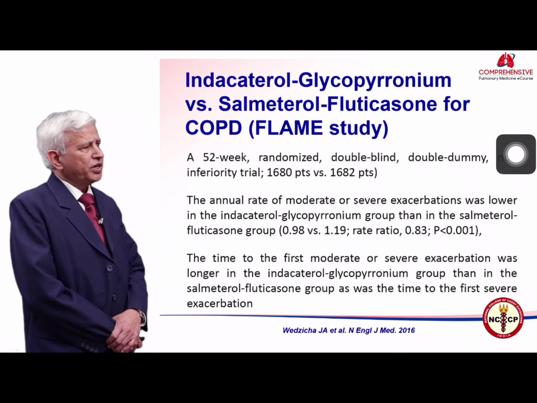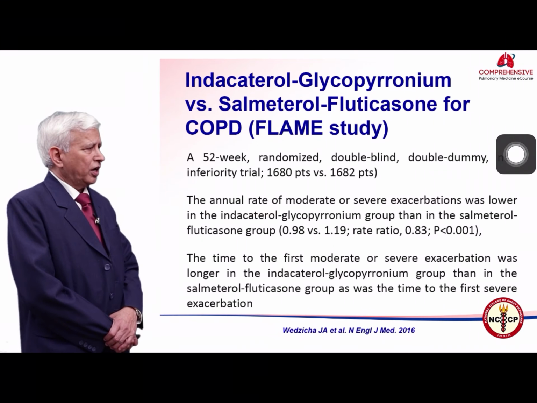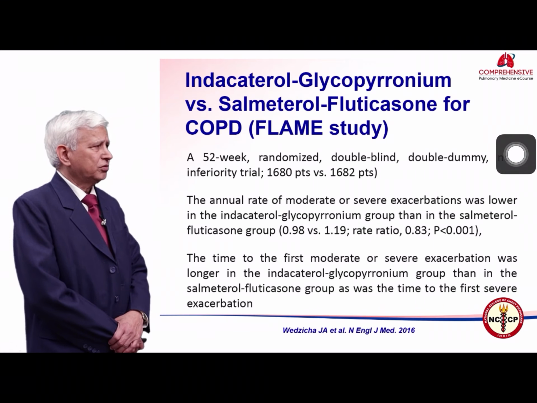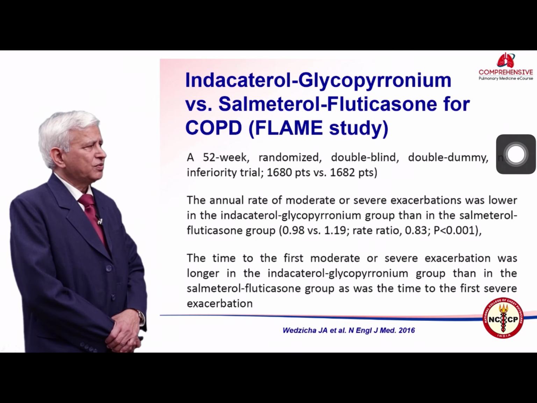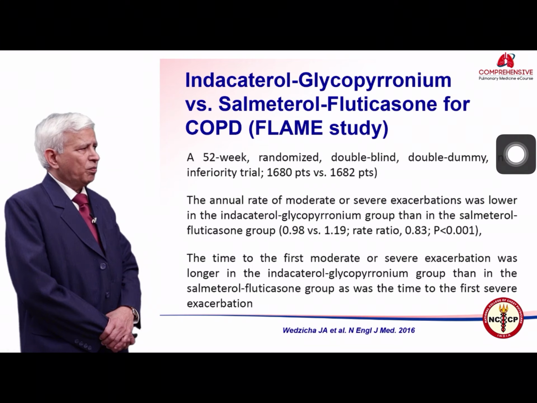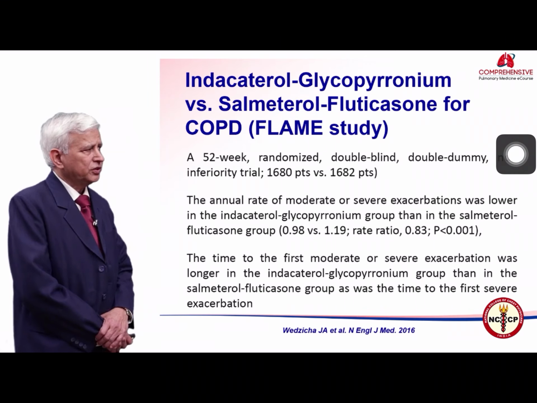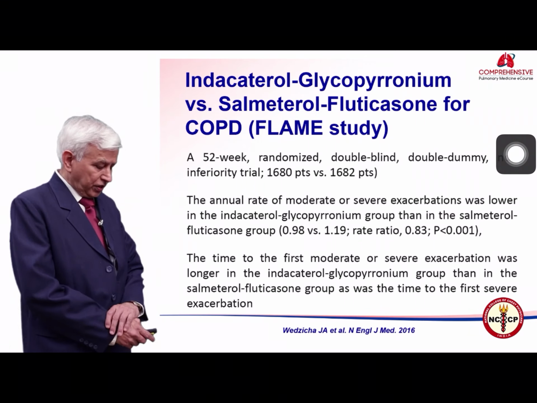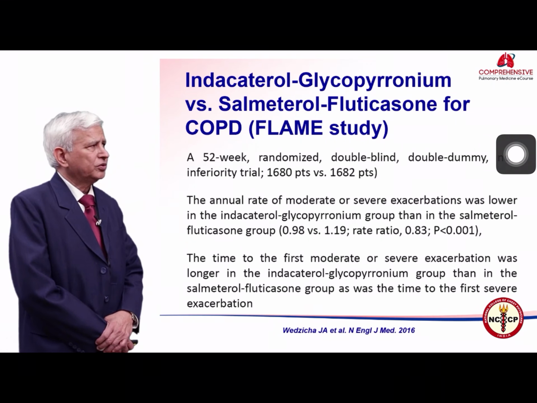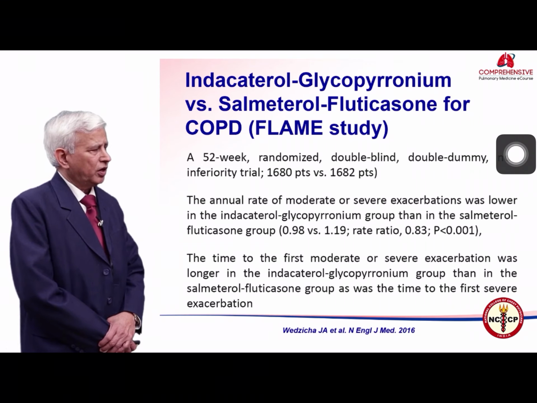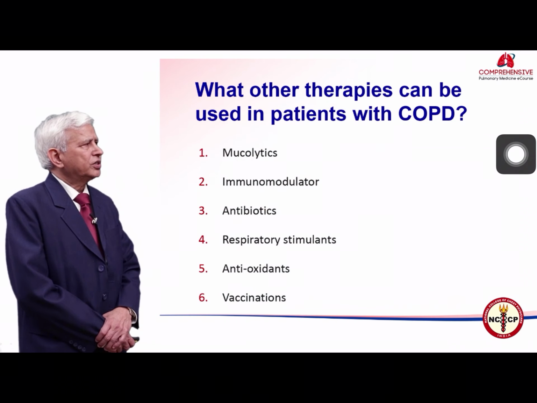So this study practically shows that inhaled corticosteroids are not the first choice, or not the better choice, in patients with COPD. The time to first moderate or severe exacerbation was longer in the indacaterol glycopyrronium group than in the salmeterol fluticasone group, as was the time to the first severe exacerbation. So that study shows a significant advantage of using the indacaterol glycopyrronium combination over inhaled corticosteroid and beta agonist combinations. I think I have already said that.